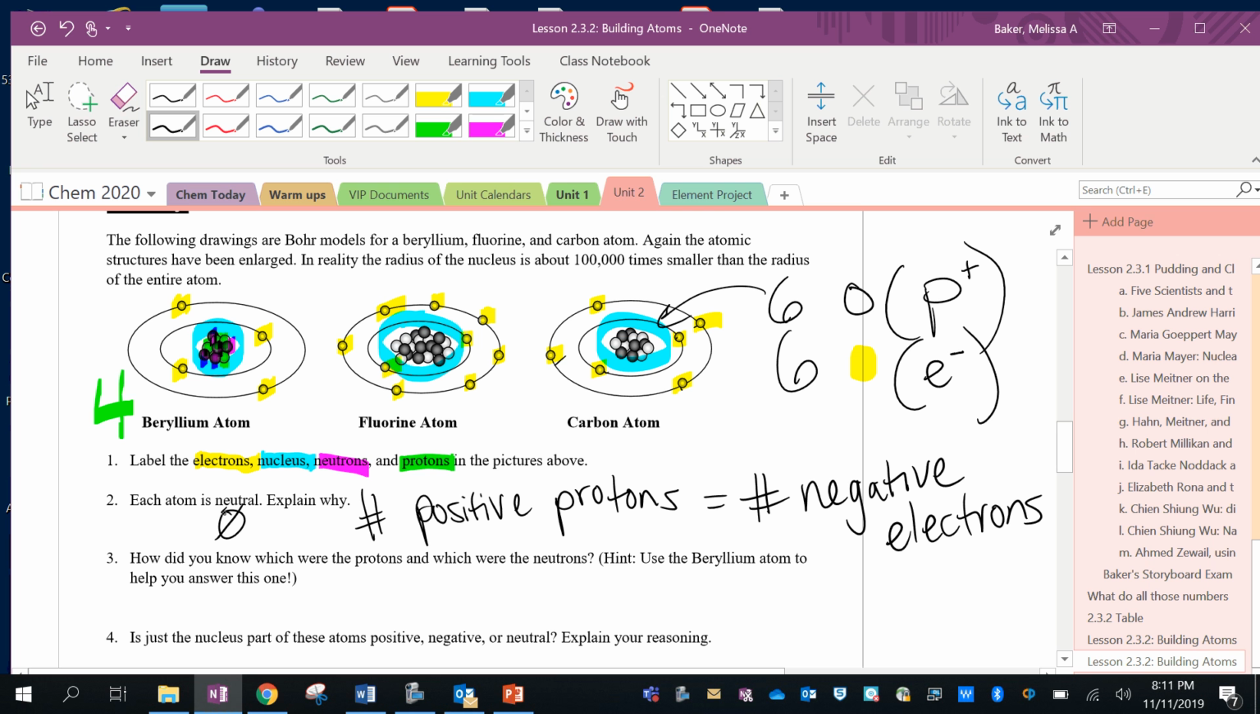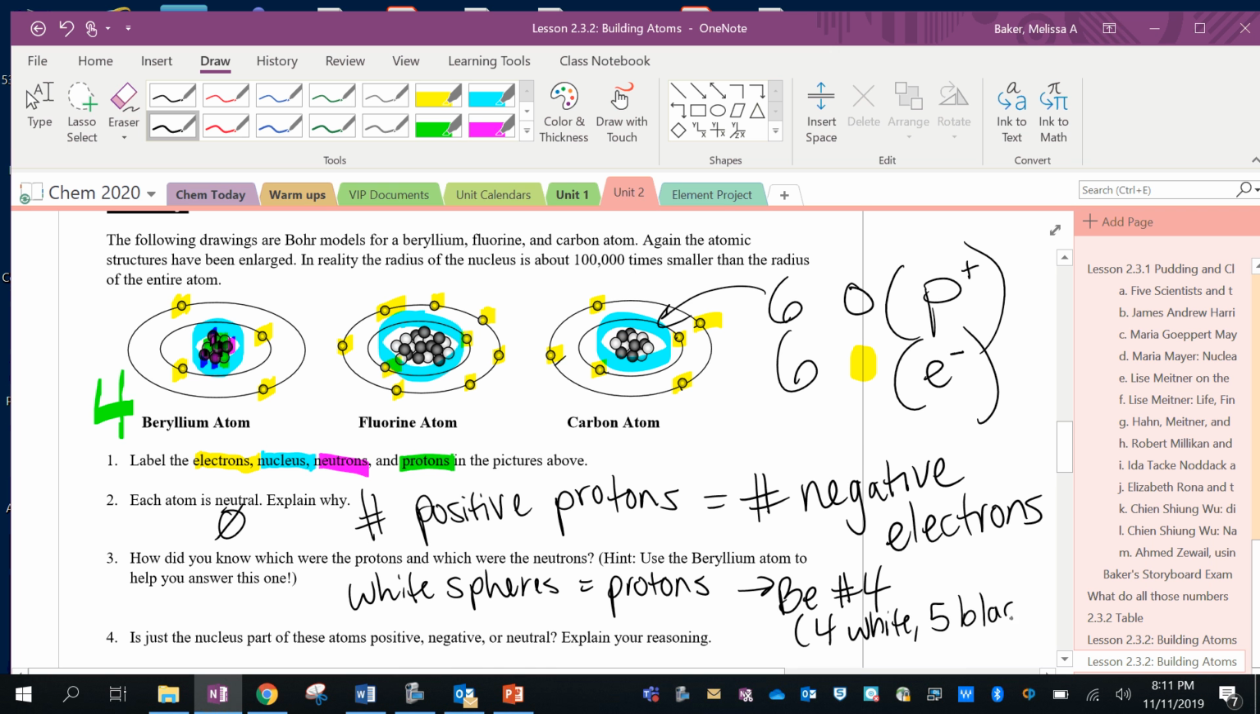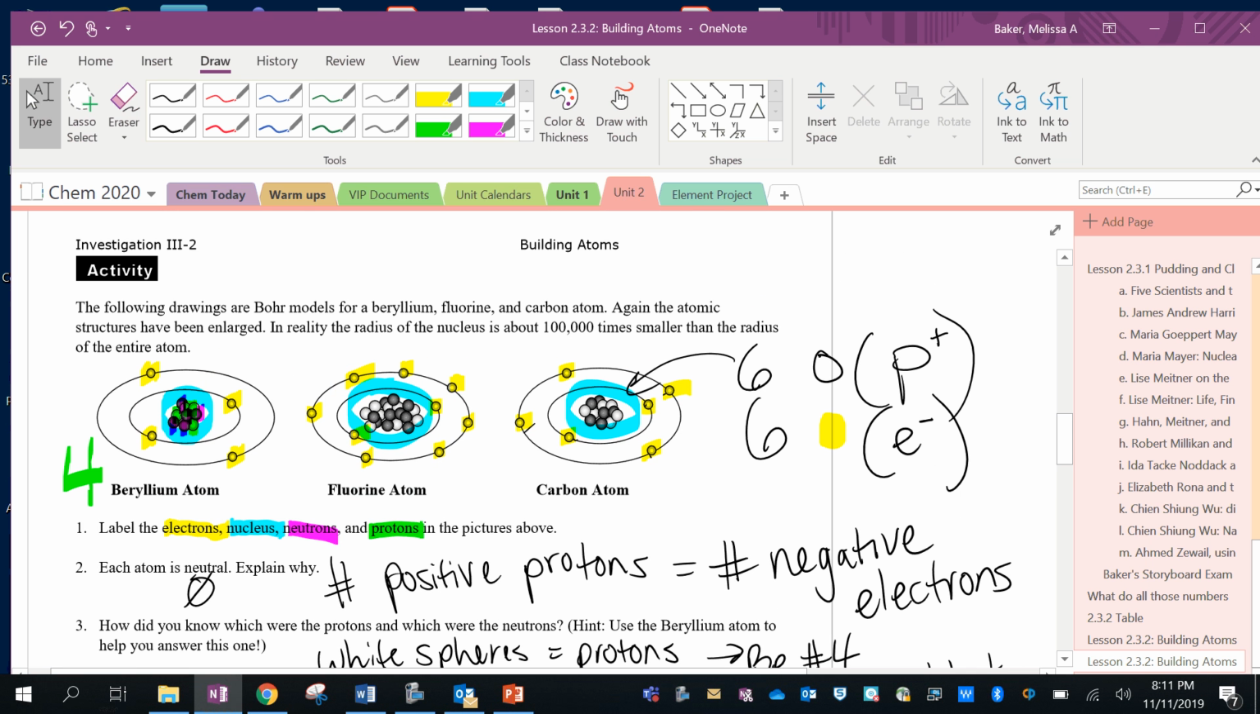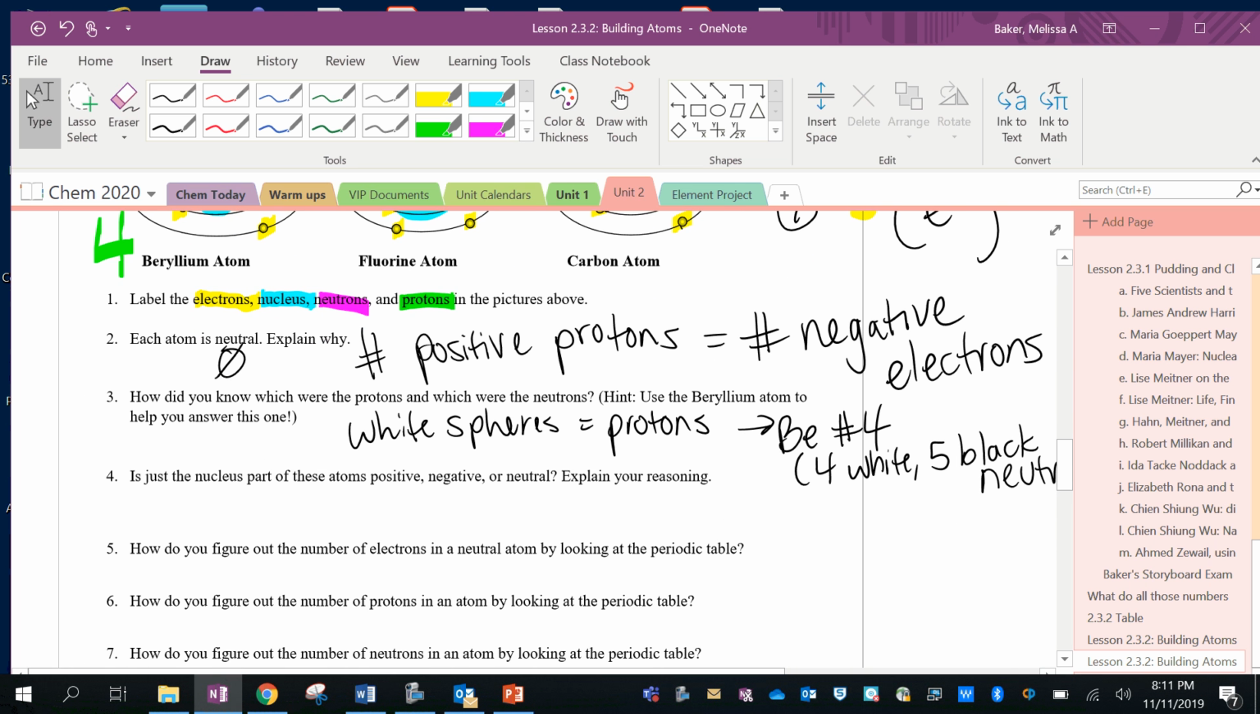How did you know which were the protons and which were the neutrons? So again, the white spheres are the protons, and we knew this because beryllium is number 4, and there were 4 white ones and 5 black ones. So, all right, 5 black neutrons. Because if it were number 5, it would be a completely different element. It would be boron.